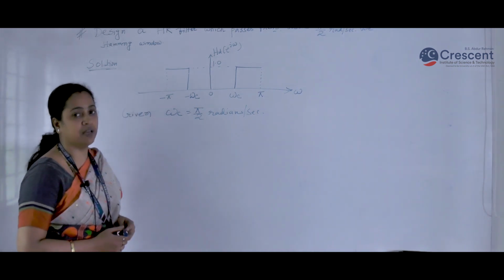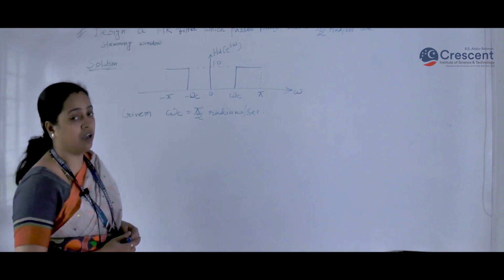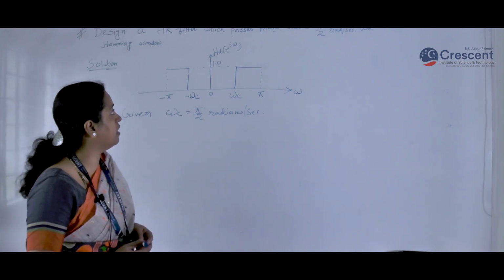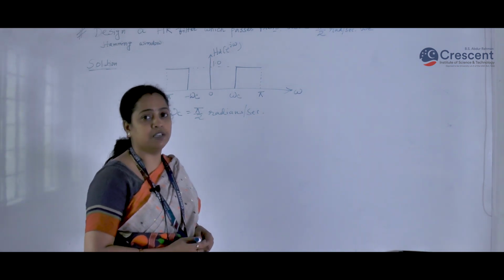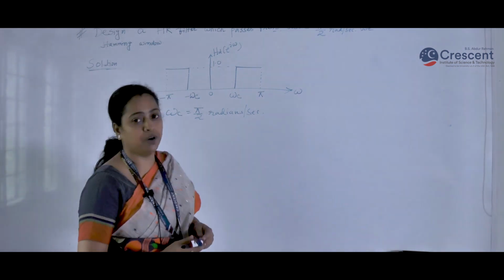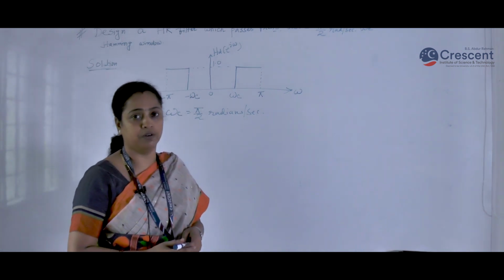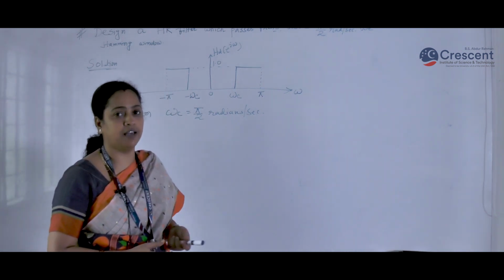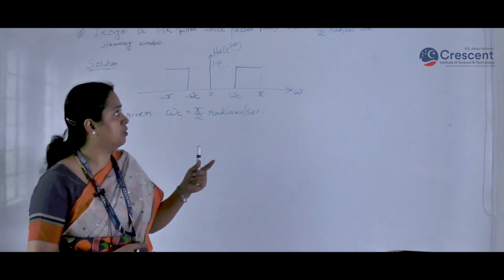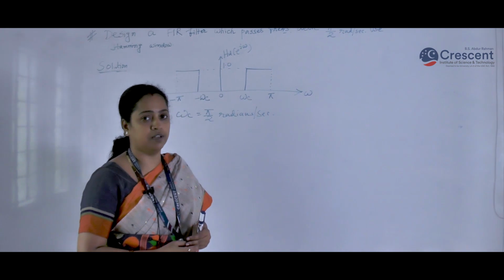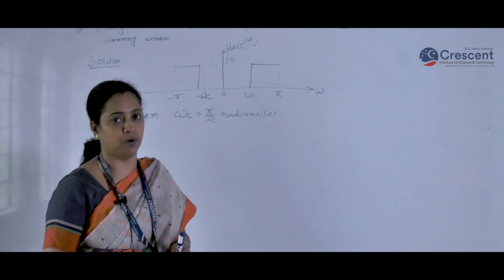Here we are taking one example of designing an FIR filter, where it is given as: design a FIR filter which passes the frequencies above pi by 2 radians per second, and also it is given that use Hamming window. Now how we are going to design the FIR filter? So according to the design steps, the first step was to draw the desired frequency response.